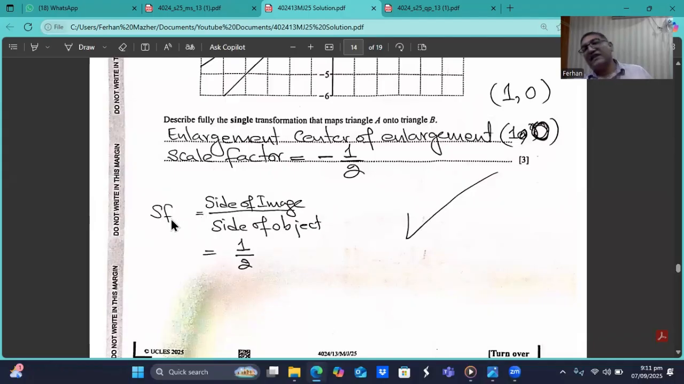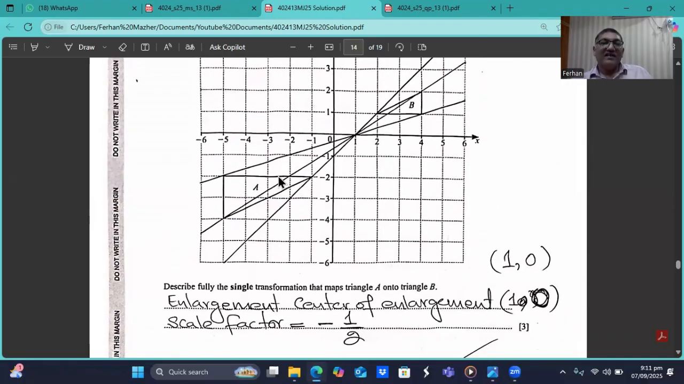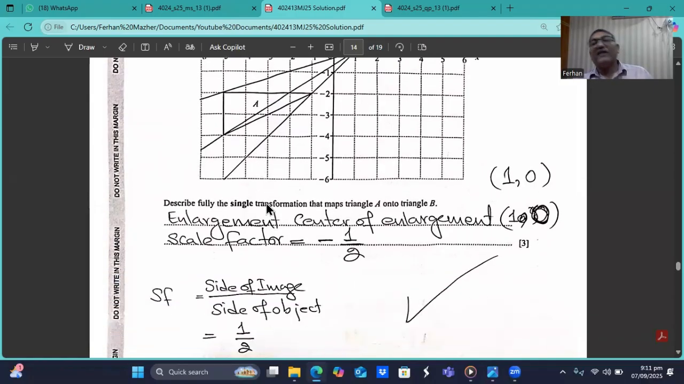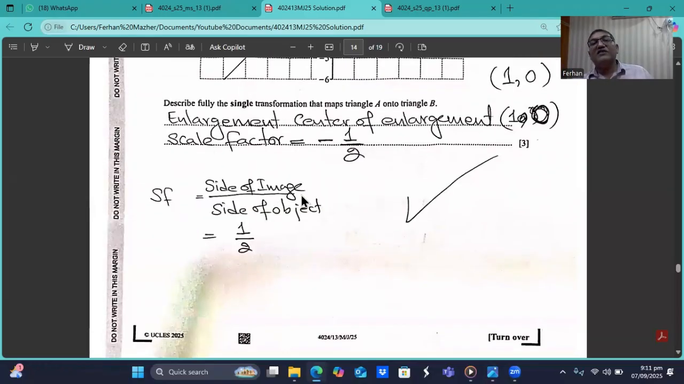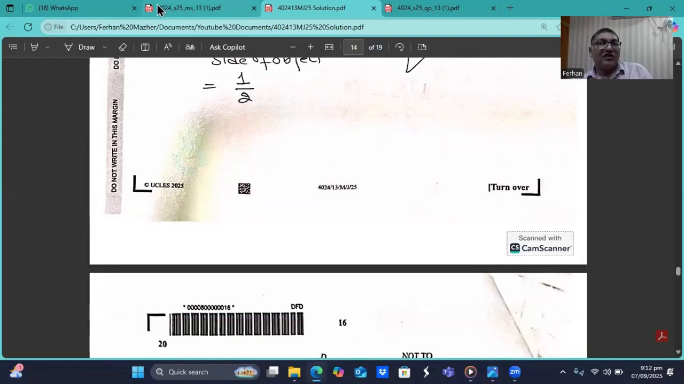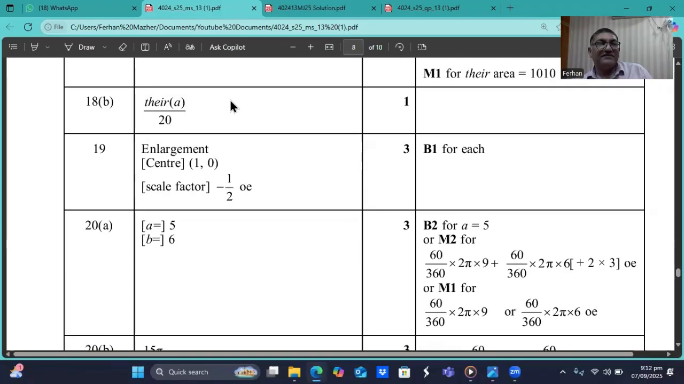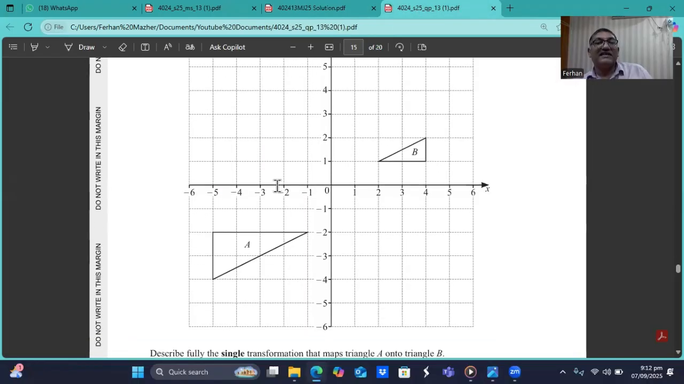Another way of finding the scale factor is the side of the image divided by the side of the object. Here you will have to take the same corresponding side. For example, this side, which is 2 in the object, this side in the image is 1. So 1/2. And why do we put a negative there? Because the center of enlargement is between the image and the object. That's why we put a negative sign with it. So enlargement, center (1, 0), scale factor -1/2. I hope you understand this.